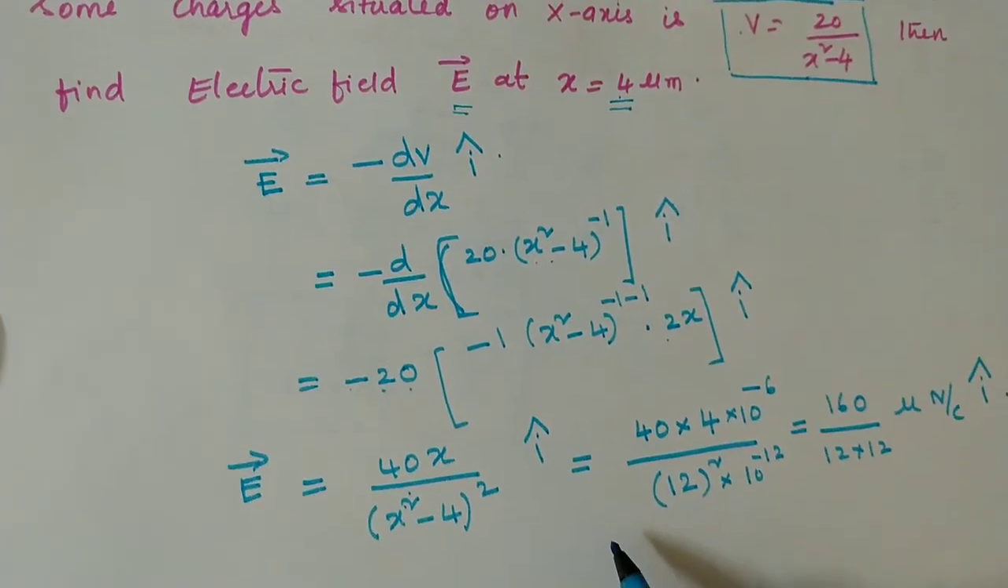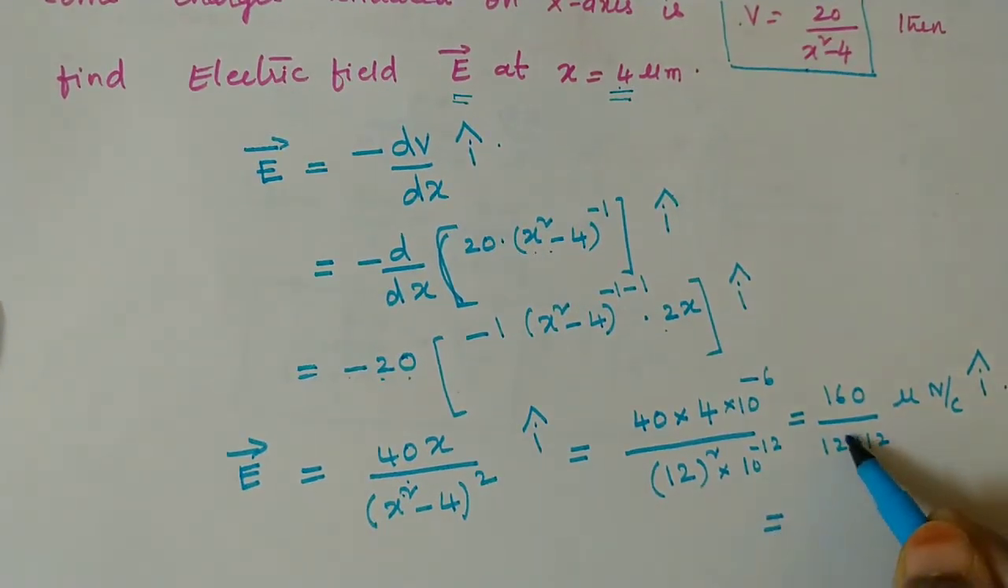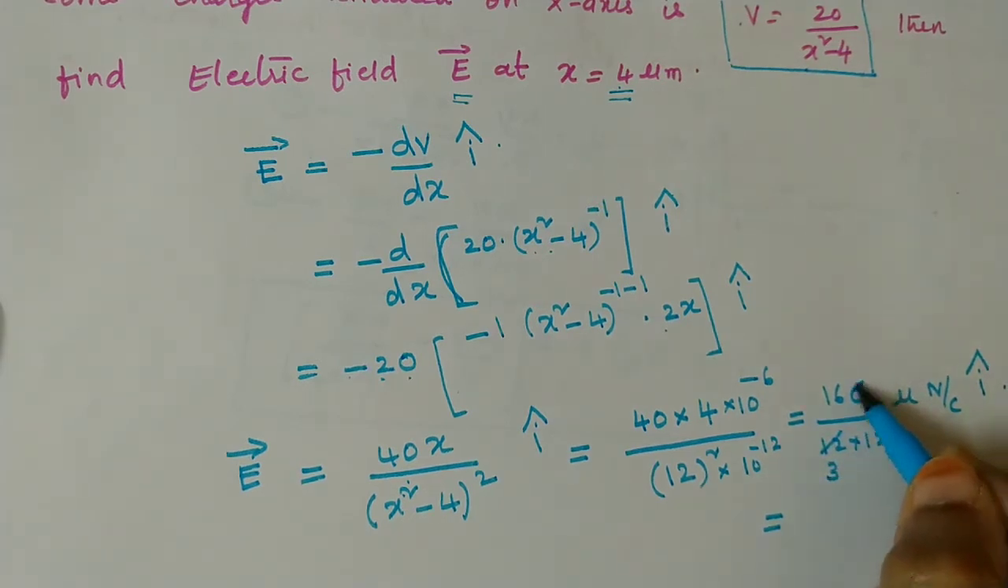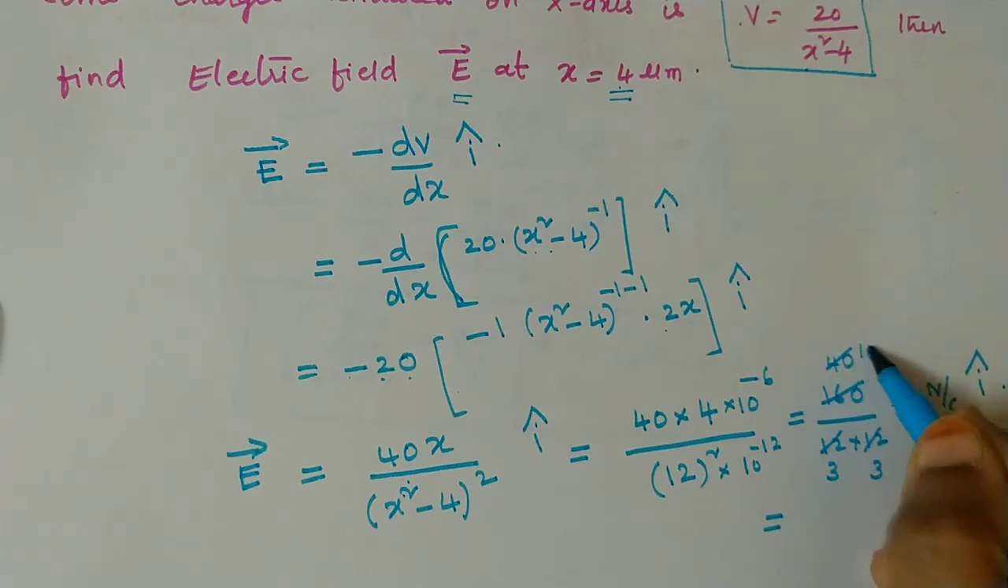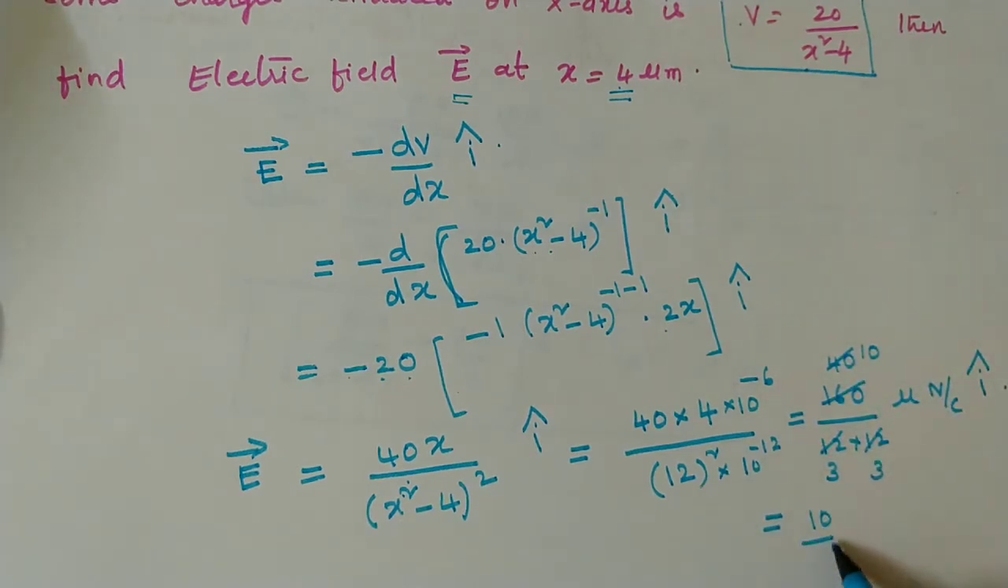On further simplification, you can simplify it. Again 4 3s, 4 10s, your answer would be 10 by 9 i cap. Okay, it's already in micro newton, answer is in micro. So this will give you the electric field.